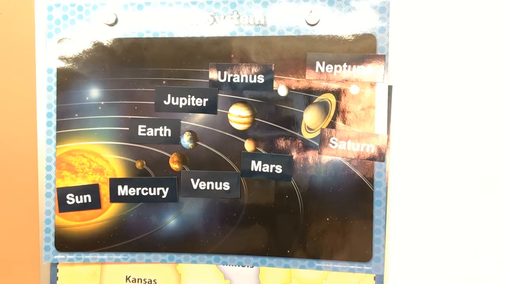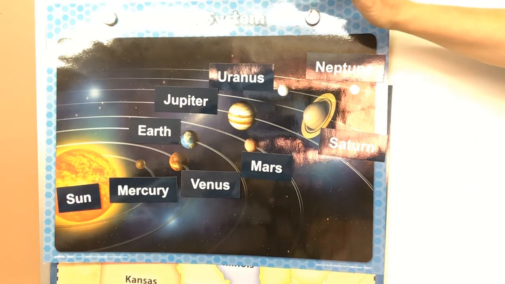Earth's solar system is part of what galaxy? The Milky Way. We're just going to board it today. The planets closest to the sun are the inner planets. And the planets farthest from the sun are the outer planets.